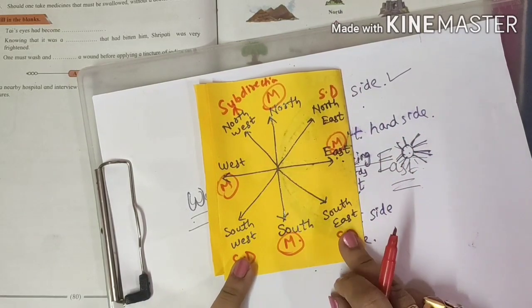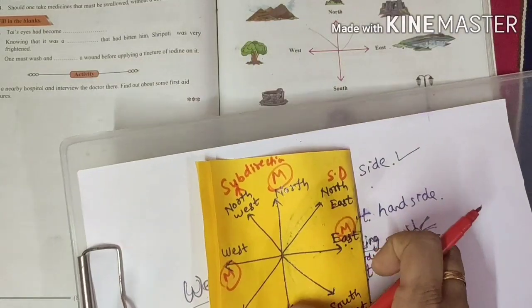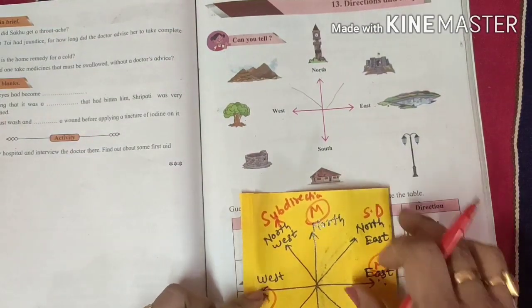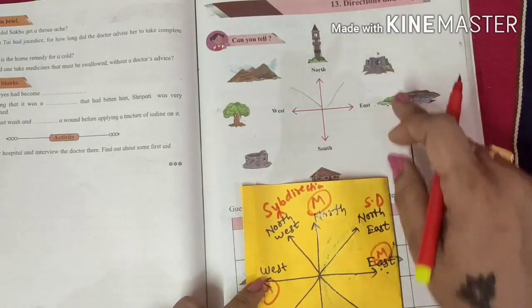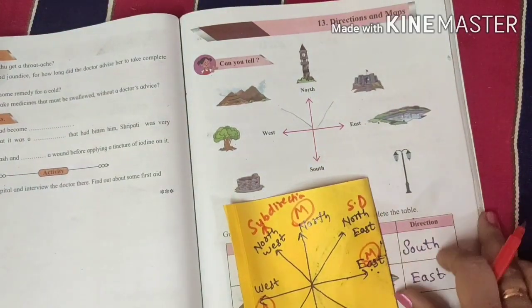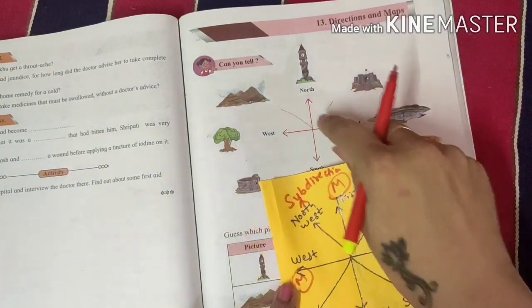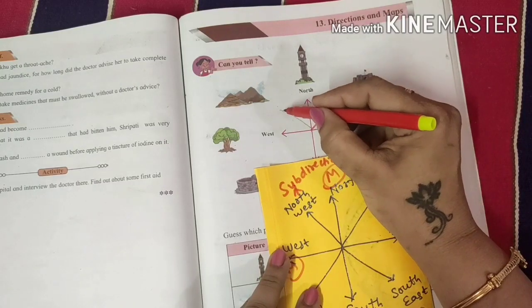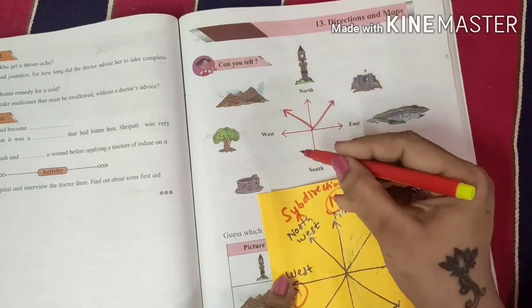We got 8 directions. Okay, in the same way I am taking this compass rose and now I will find out in which direction this mountain is and in which direction this fort is. See children, we can see here, this is my north side. Now I will just keep it here. I will make it roughly here. These are the sub directions.